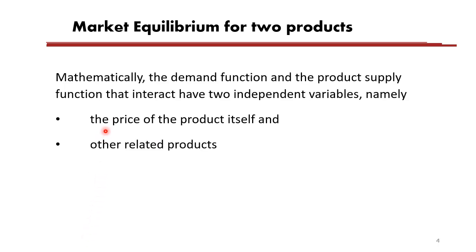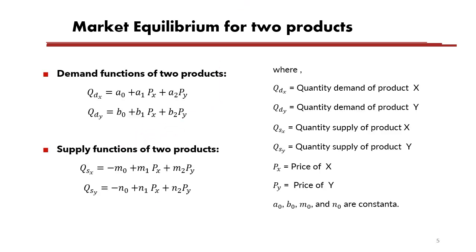So mathematically, the demand function and the supply function of products that interact have two independent variables, namely the price of the product itself and the price of other related products. Here you can see the demand functions of two products: Qdx equals A0 plus A1 px plus A2 py. Qdy is B0 plus B1 times px plus B2 times py. As you can see, the demand functions for x and y are both influenced by the price of x and the price of y.